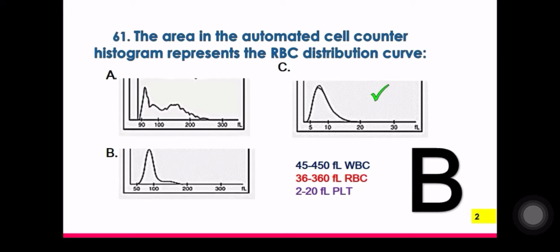The WBC histogram, as you can see, has three peaks. So choice letter A is true for WBC. Again, notice the three distribution peaks. Choice letter B is true for the RBC histogram. And choice letter C is true for the platelet histogram.